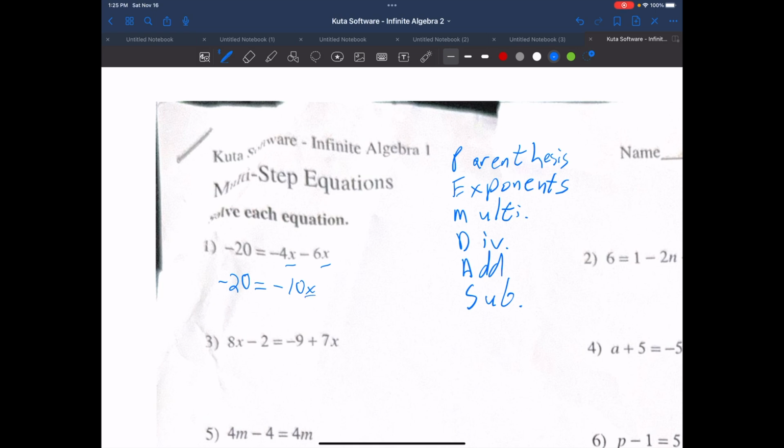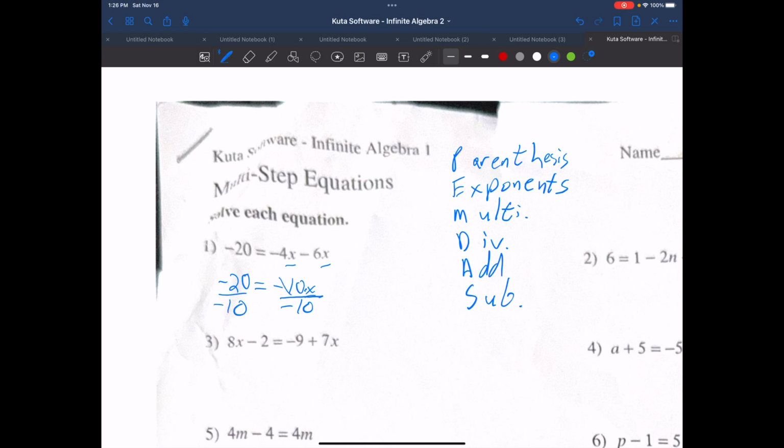And then the next thing is order of operations. We want to get x by itself. The operation that's happening between the negative 10 and the x is multiplication. There's an invisible multiplication between these two. So we have to do the opposite. The opposite of multiplication is division. So I'm going to divide both sides by negative 10. Whatever I do to one side, I do to the other side.